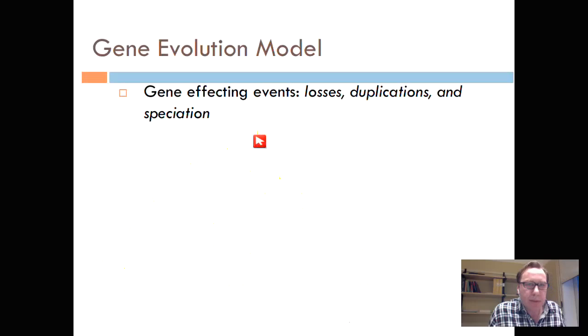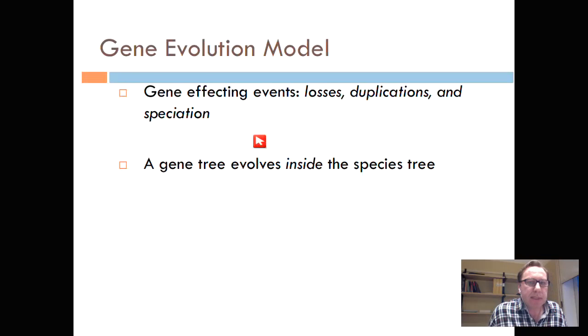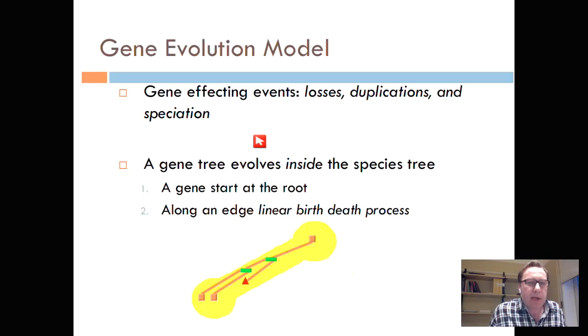So we introduced the gene evolution model where there are two probabilistic events that affect genes, namely duplications and losses. And there are also speciations, but they affect genes in a deterministic way. Here a gene tree evolves inside a species tree according to the following rules. First, a single gene starts at the root of the species tree, or it may start on an edge leading to this root. And then over any edge in the species tree, the gene tree evolves according to a linear birth-death process.